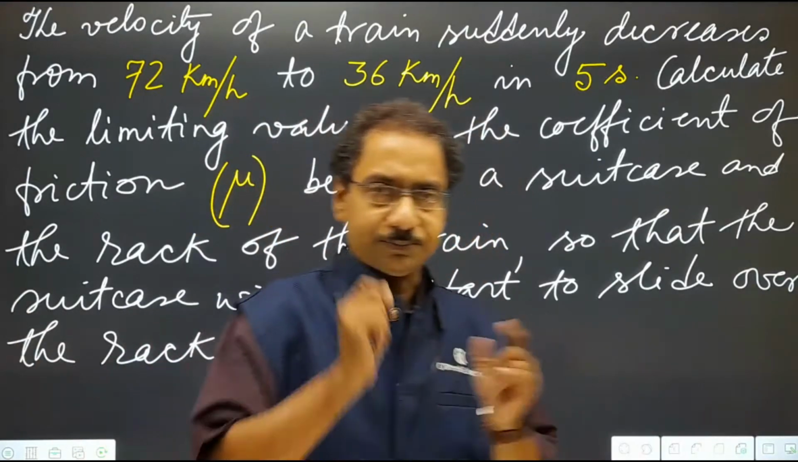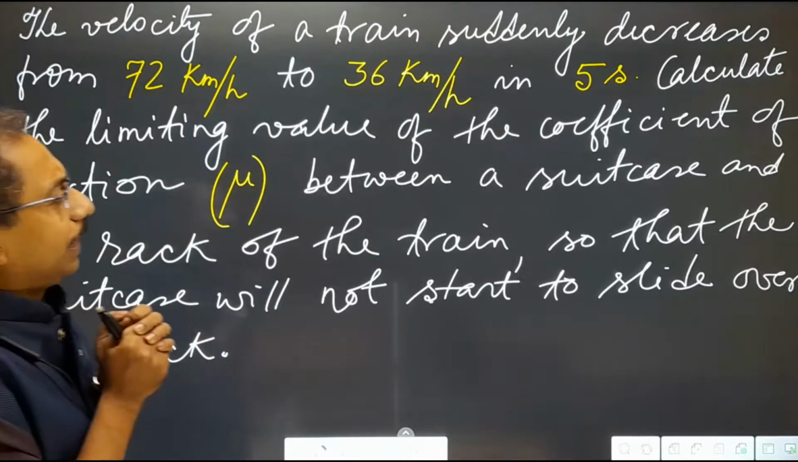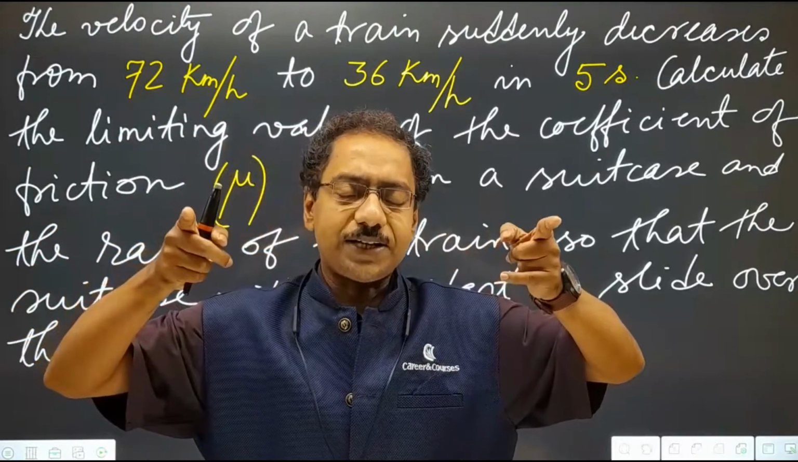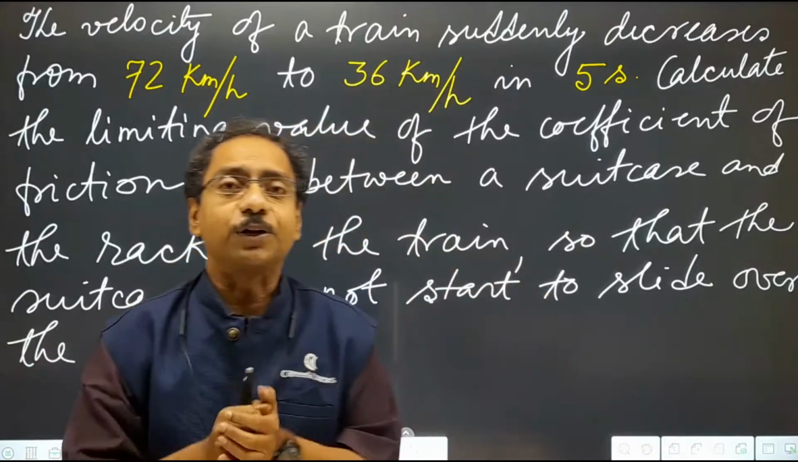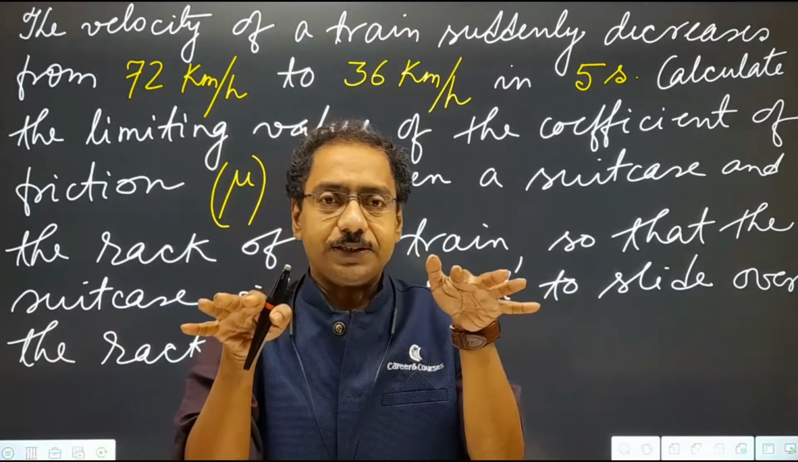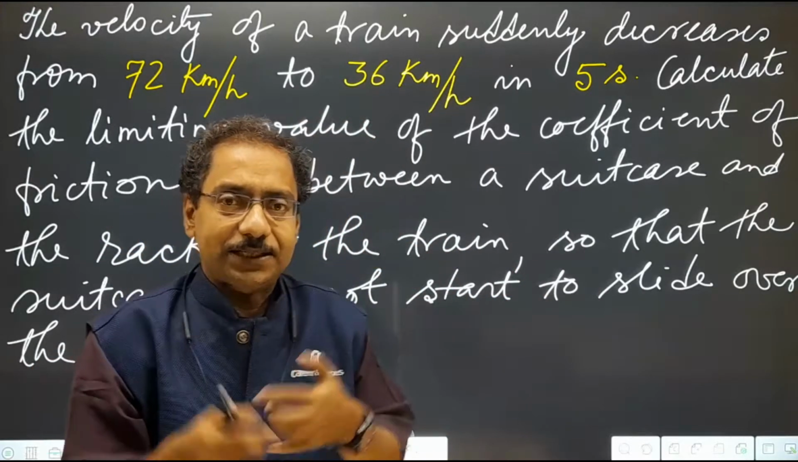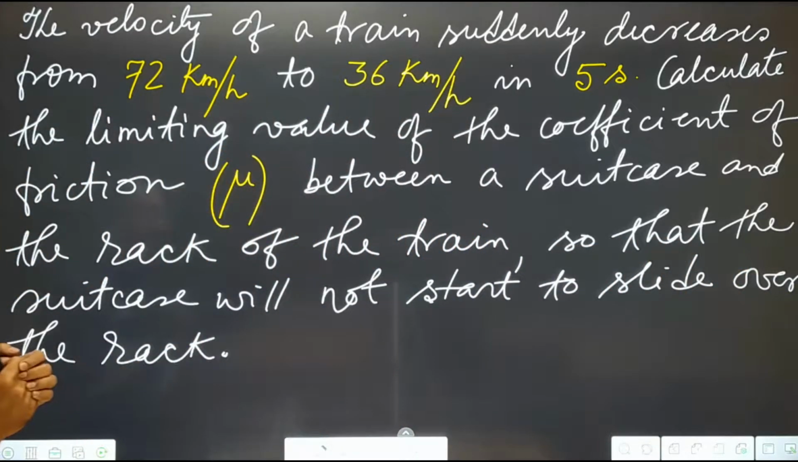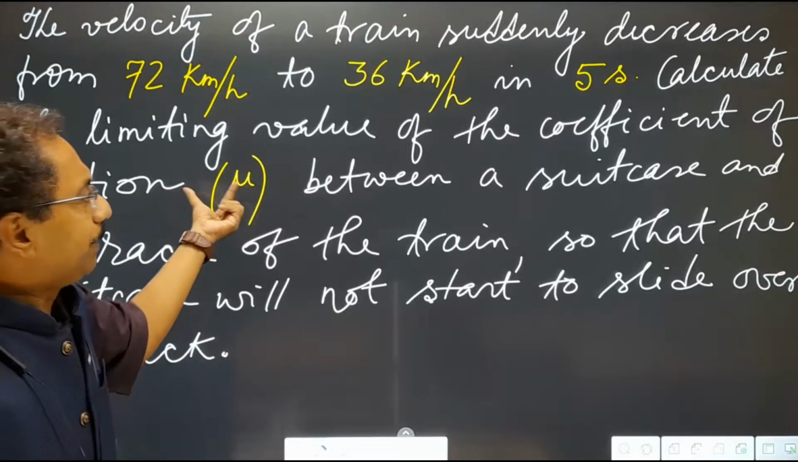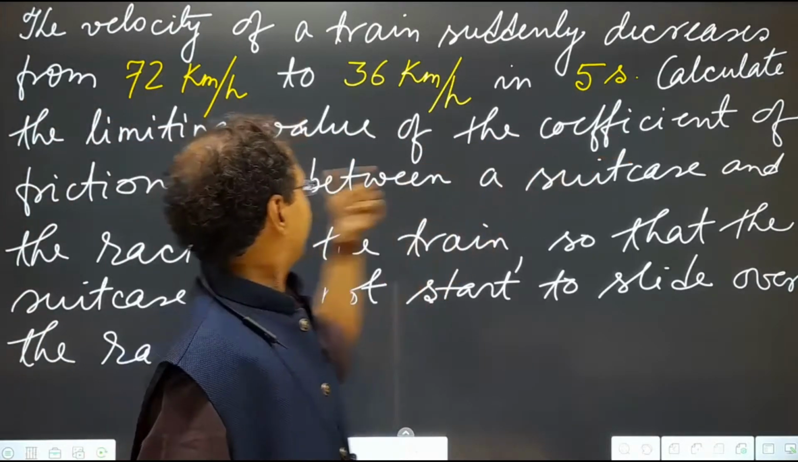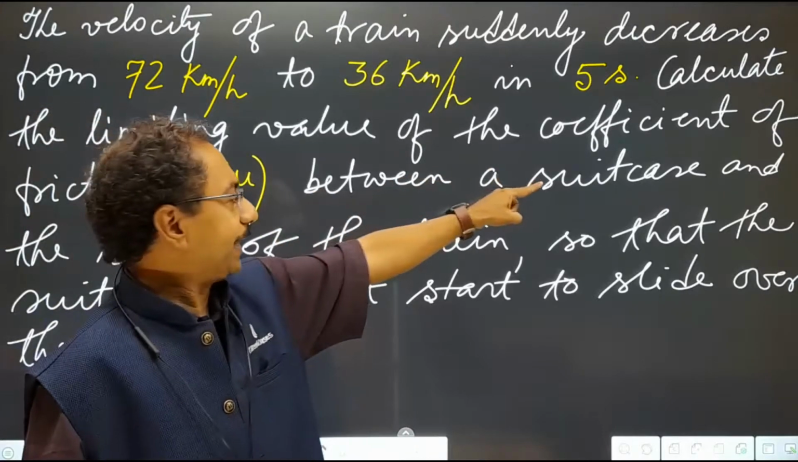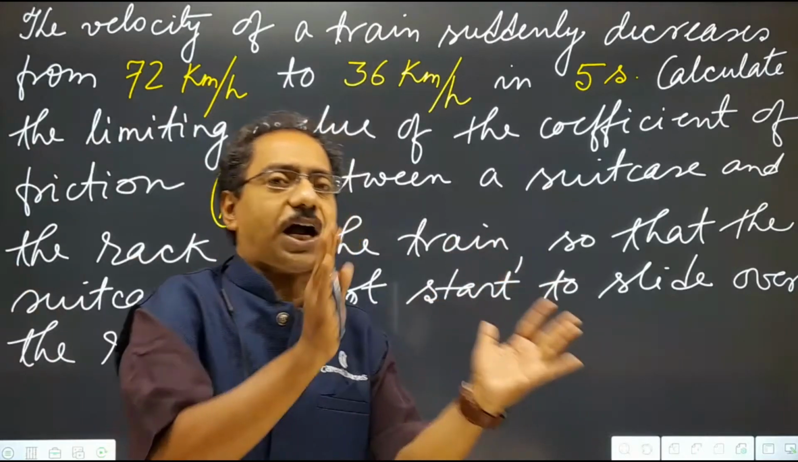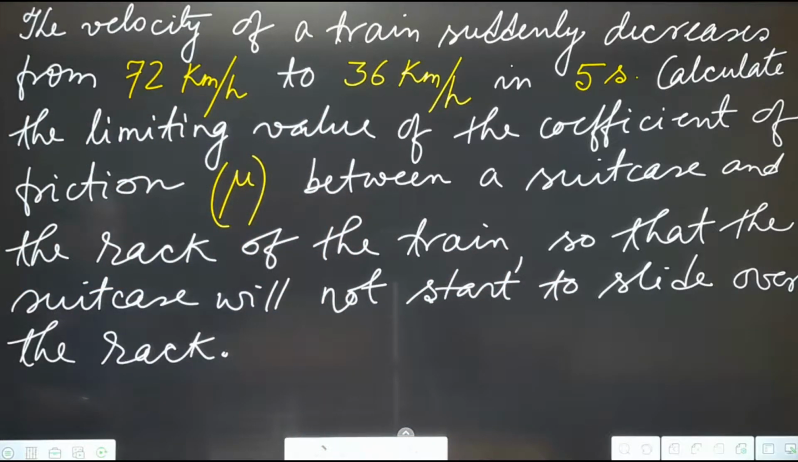All of you move forward. So here, a suitcase is kept over the rack of the train. You understand, whenever the velocity of the train decreases, with all the passengers, the suitcase also will try to move forward. You have to calculate the maximum value, the limiting value of the coefficient of friction mu between the suitcase and the rack of the train, so that the suitcase will not start to move over the rack.